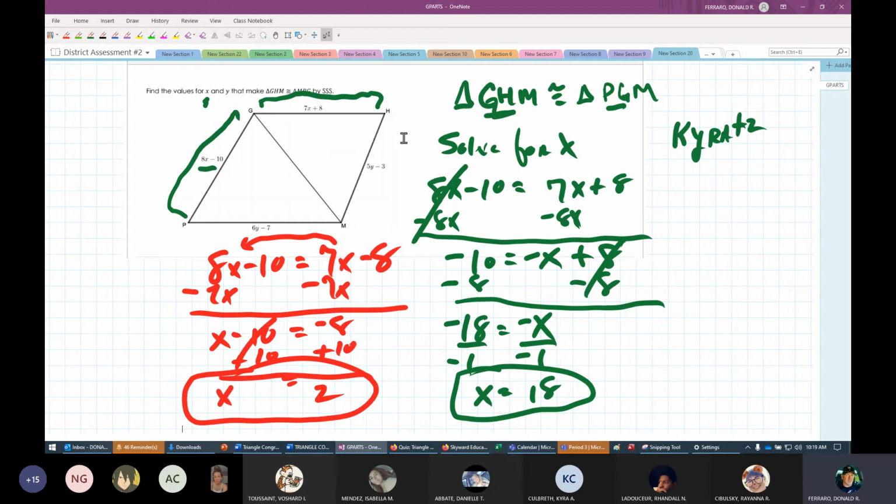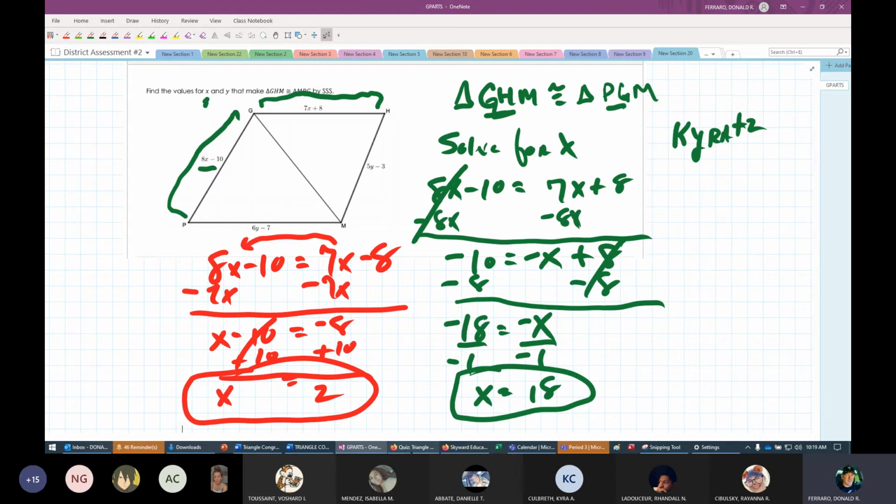So Kyra made a really, really simple mistake. She got the right answer from an algebraic standpoint, but it was just simply changing a sign from negative to positive or positive to negative. Not a big deal there, Kyra. I love the fact that you were engaged, and I love the fact that you showed us something that gave me something to talk about. So really good work there.